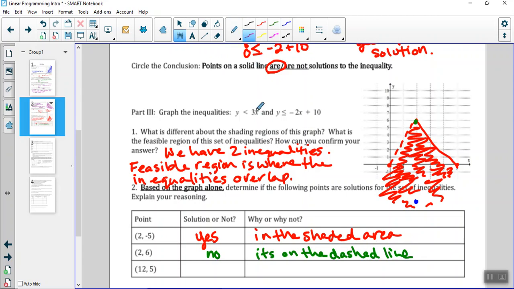Alright. And now we're going to look for 12, 5. So here's 6. 12, 5 is going to actually be way off the page over here. So 12, 5 does not look like it's going to be in the shaded area. It's way out of it, so I'll say no. And it's not in the shaded area.